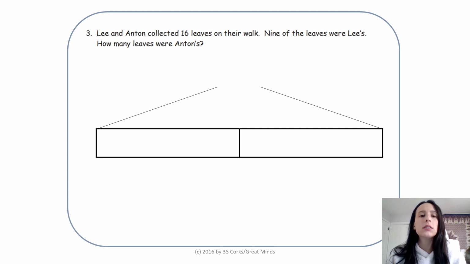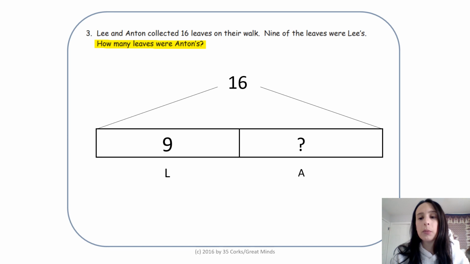So let's go back. Lee and Anton collected 16 leaves on their walk. Well, that's the total. Now we'll go back to the second. 9 of the leaves were Lee's. All right, so I'll put a 9 and an L for Lee. How many leaves were Anton's? Well, we don't know how many Anton's were, so we can put a question mark and an A. Now, we're going to come up with a number sentence to help us solve.